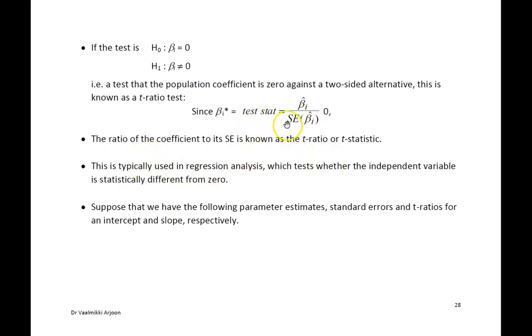This is known as the t ratio, or your test statistic, and this is what you typically use in regression analysis. This is the most important equation, the one you most normally use in regression analysis to test whether the beta coefficient is statistically different from 0, or statistically equivalent to 0, meaning whether it is statistically significant or not.